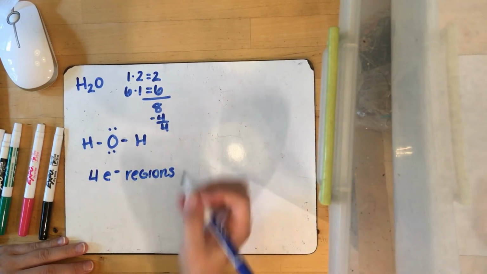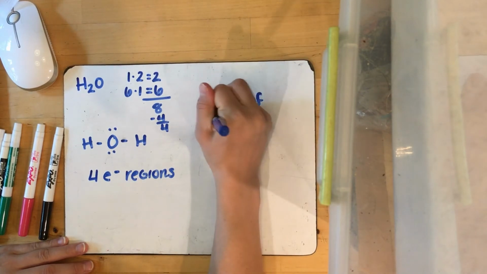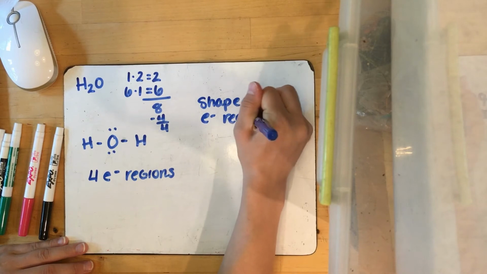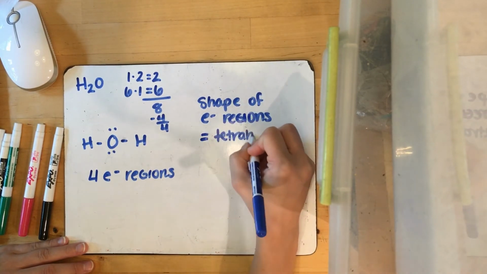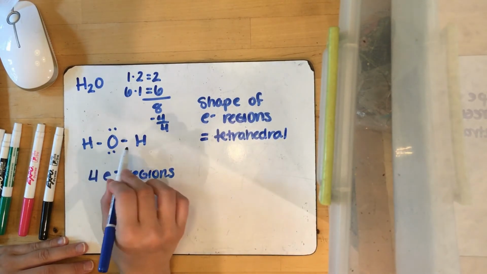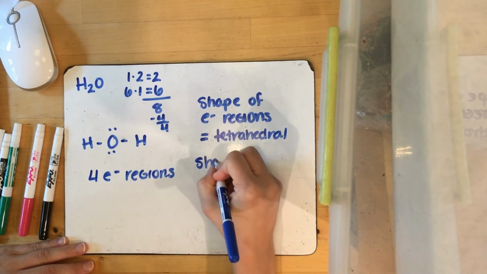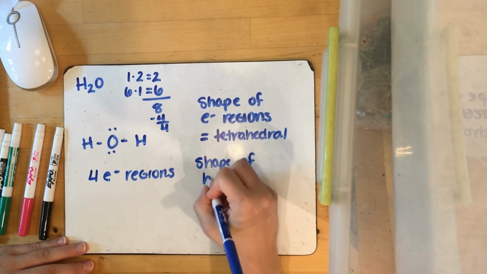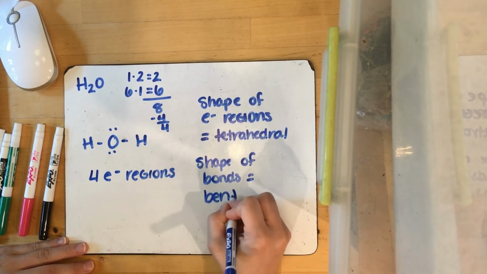So the shape of our electron regions, because we have 4 of them, is tetrahedral. And then the shape of our bonds, we only have 2 of those. We have 2 lone pairs. So the shape of the bonds is bent.